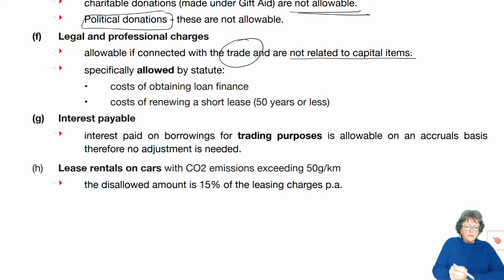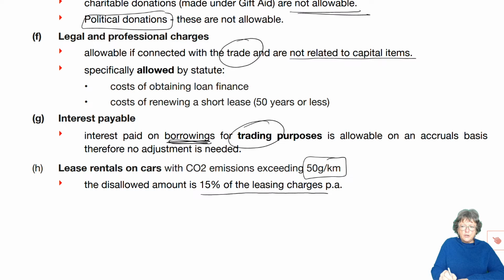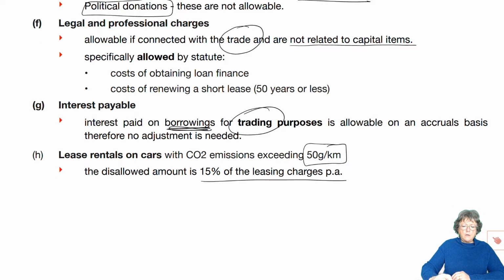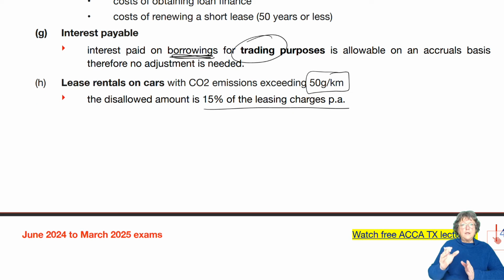Interest payable. So if you've borrowed money and you are paying back the interest and it's for trade purposes, it is allowed. Leasing cars. If the CO2 emissions is above 50 grams, then 15% of the lease charge needs to be added back. Now, there are lots and lots of these, but think of them in terms of categories or principles.